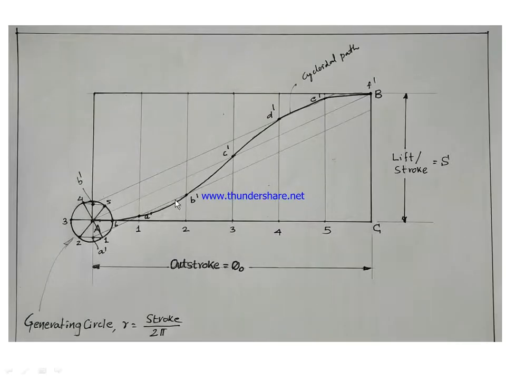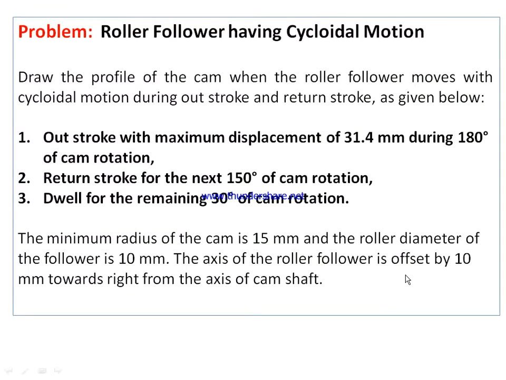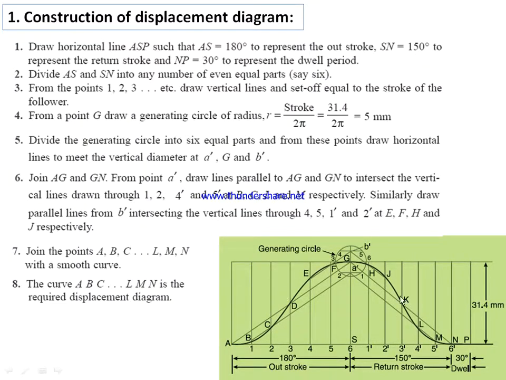Then we join all these points with a smooth curve, which is the cycloidal path of this generating circle, or the way the follower moves. Now we will be using these lengths 1A dash, 2B dash, 3C dash, 4D dash, 5E dash and CF dash or CB for constructing the profile of the cam. Now after having known the construction of the displacement diagram for the follower moving with cycloidal motion, let us construct the displacement diagram for this problem. Now this is the displacement diagram for this problem.